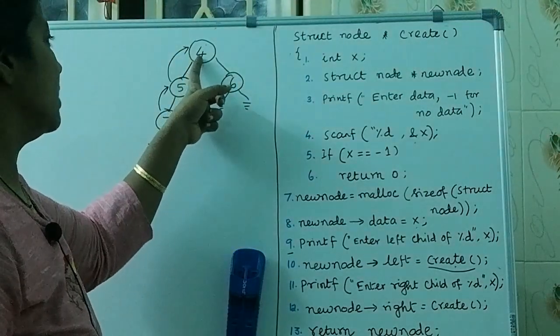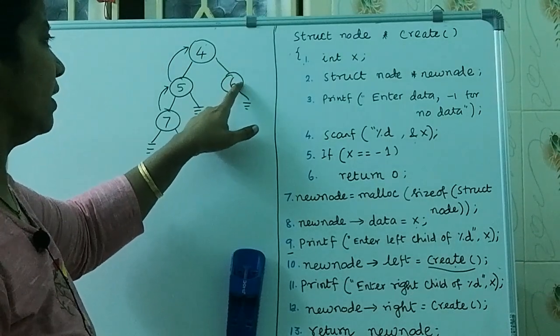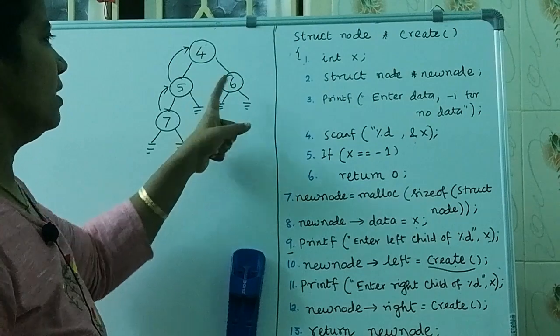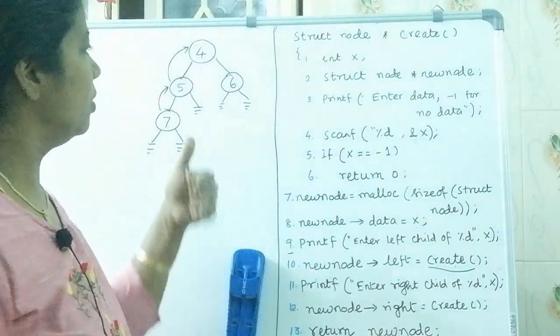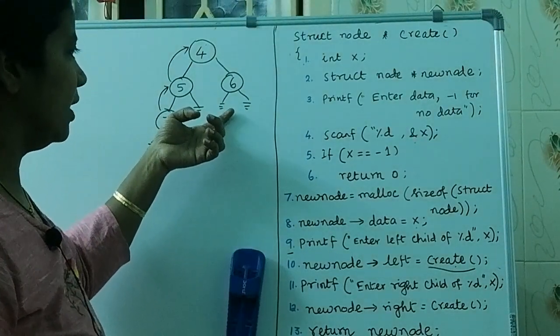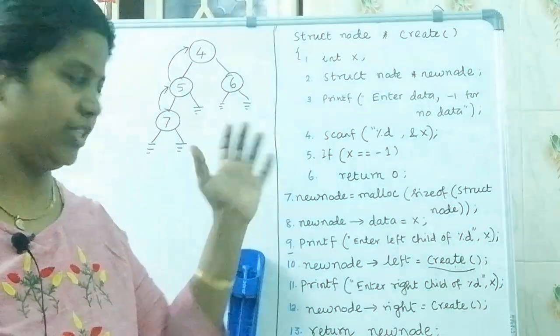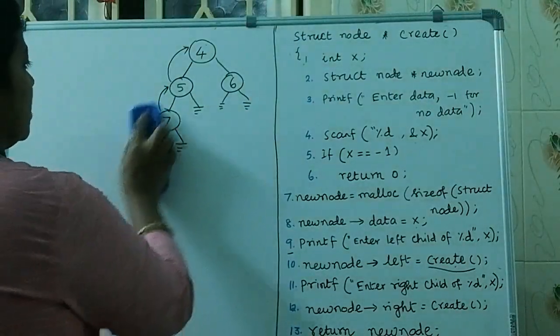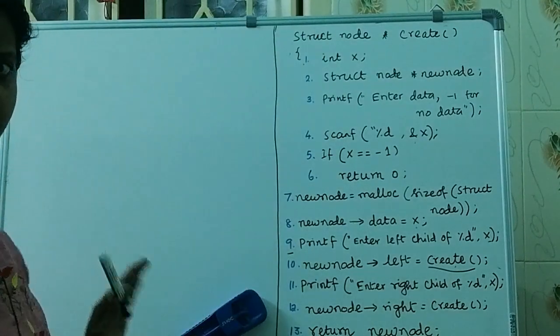Then it will ask to enter the right child of 4, which is 6. Then again it asks to enter the left child for 6 and then the right child for 6. If I am inserting more nodes, it will keep on inserting. Whenever I do not want to insert any node, I have to enter -1. So -1 is the stopping condition. Okay, this is the overall flow of this binary tree recursive algorithm.